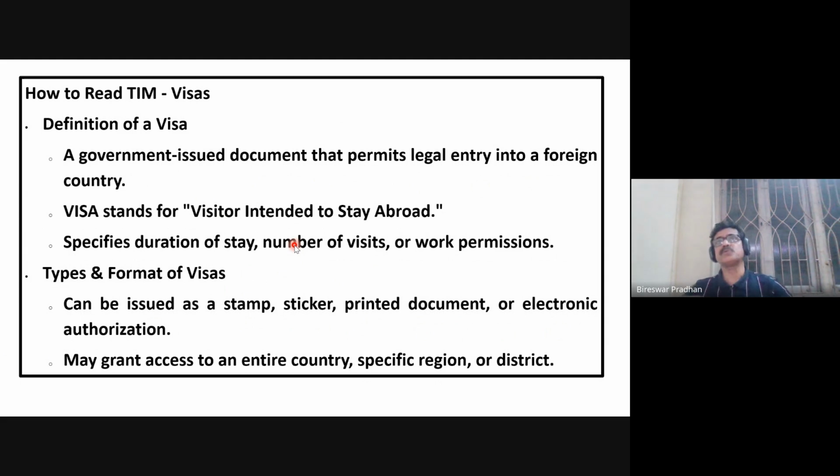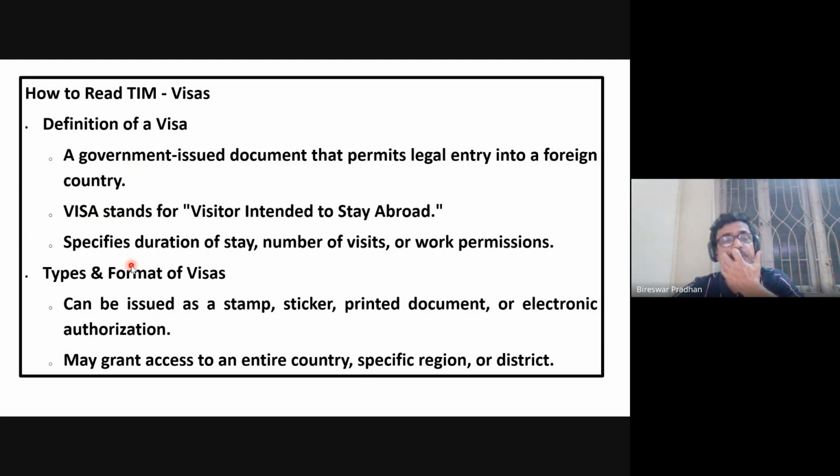Now we have completed the passport also. Visa. What is actually a visa? A government-issued document that permits, we can say it is the permit, legal entry into a foreign country. The passport is the identification, the country's identification, whereas the visa is the permit for where you are going. Visa stands for visitor intended stay abroad.